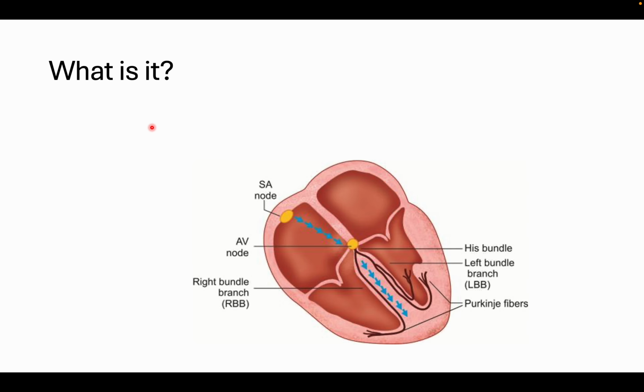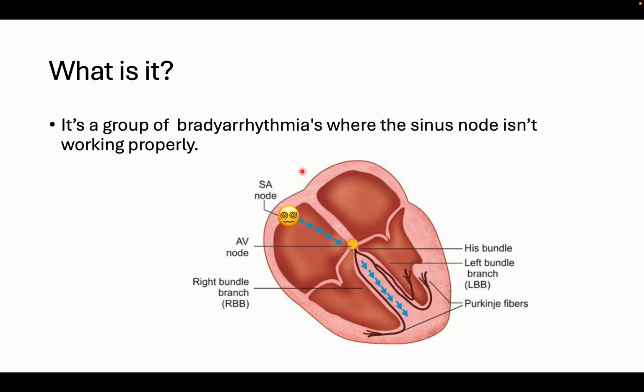Today we'll be going through sick sinus syndrome. So what is a sick sinus syndrome? It's basically a bunch of disorders where the sinoatrial node is feeling a bit under the weather, and so it's a bunch of bradyarrhythmias. There are different types of sick sinus syndrome that we need to be able to recognise on an ECG, so we'll go through that now.